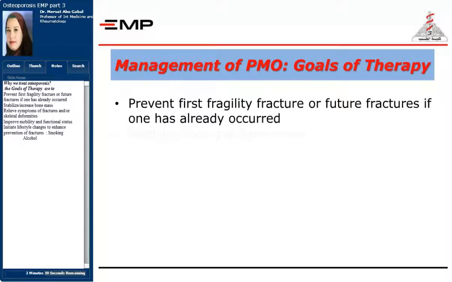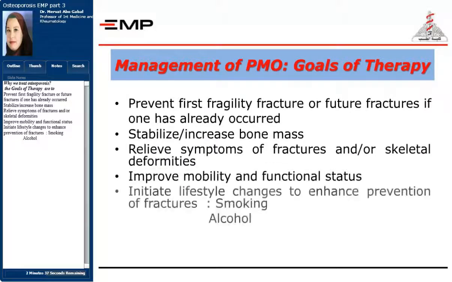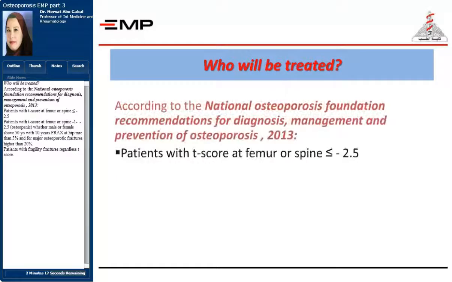Why do we treat osteoporosis? The goal of therapy is to prevent first fragility fracture or further fractures, stabilize or increase bone mass, relieve symptoms of fractures and or skeletal deformities, improve mobility and functional status, and initiate lifestyle changes regarding smoking and alcohol. Who will be treated?